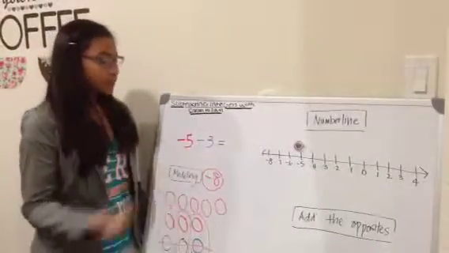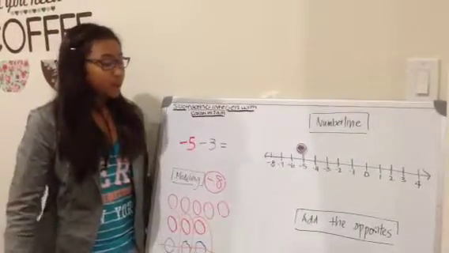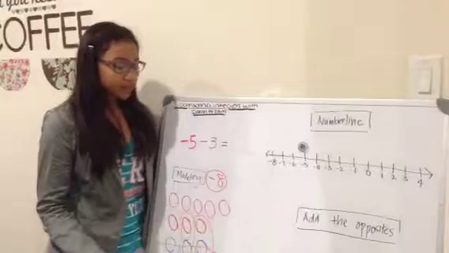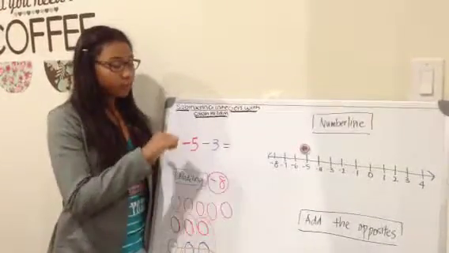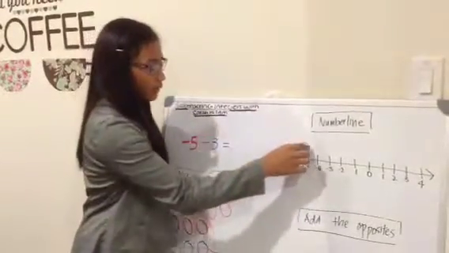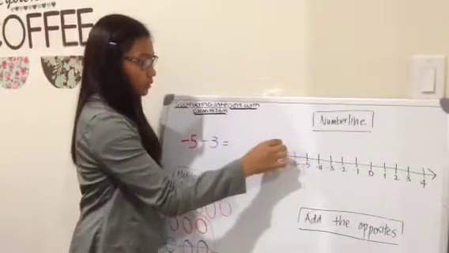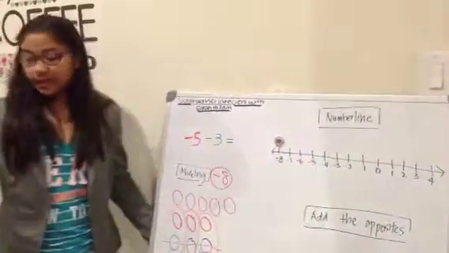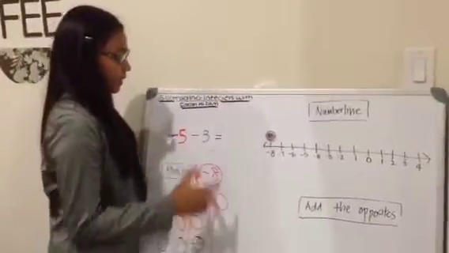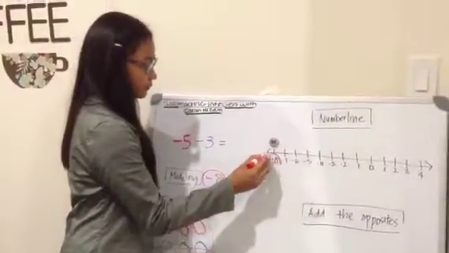Then it says positive 3. When the second integer is a positive, we would always go forward. Now we have to go forward 3. 1, 2, 3. Now the answer to negative 5 minus 3 is negative 8.